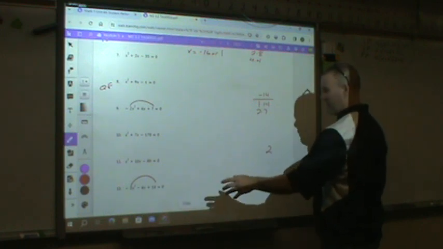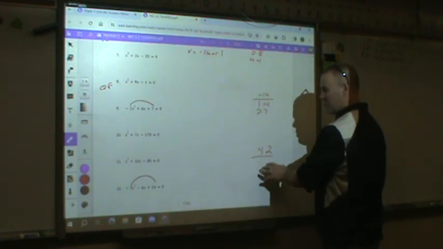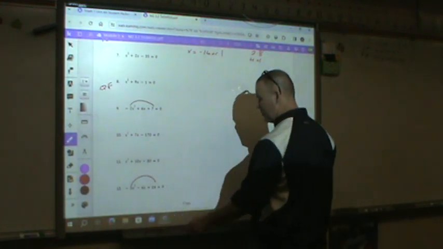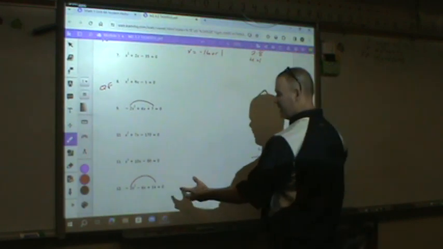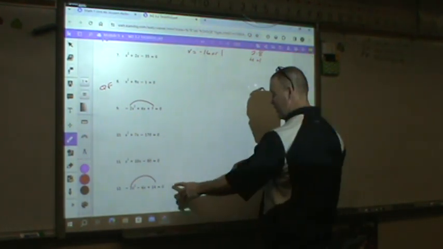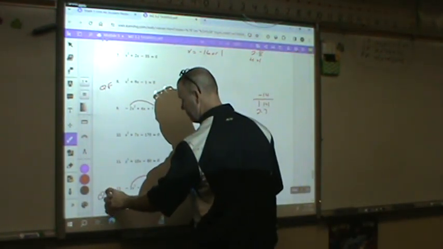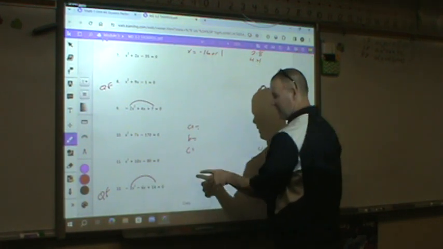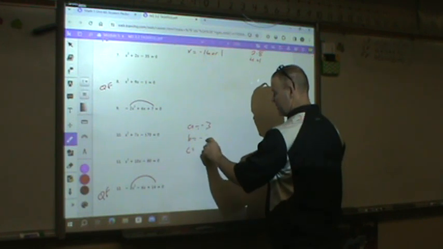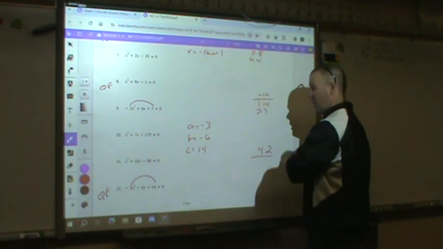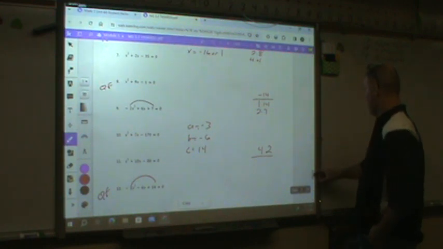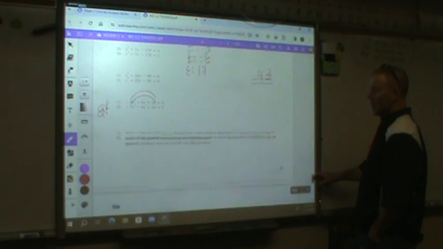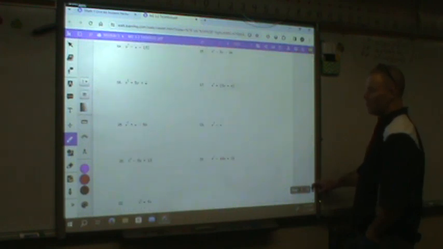4 times 3 is 12. Carry the 1, 3, 4. That's 42, which isn't too bad. But still, I'm listing factors of 42 to give me 6, and I have to do a bunch of stuff. Maybe I just don't even mess with that right away, and I skip and go straight to the quadratic formula. Where you identify A, B, and C: A is negative 3, B is negative 6, C is 14, and I plug them into the quadratic formula. So again, it's just identifying which ones you want to solve using the quadratic formula and which ones you don't.